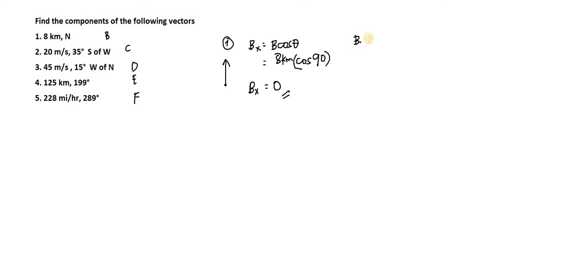And your b sub y will be b sine of theta. Okay? And your theta is still, so that's 8 kilometer sine of 90. And sine of 90 is 1. So, we'll have here 8 kilometer. Okay, and the direction is towards north. So, that's your b sub y. So, ayun siya.